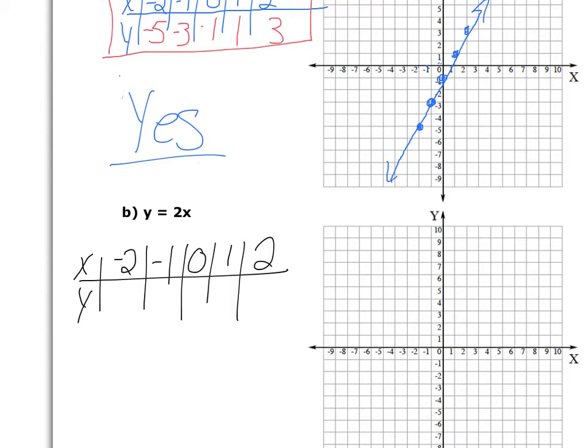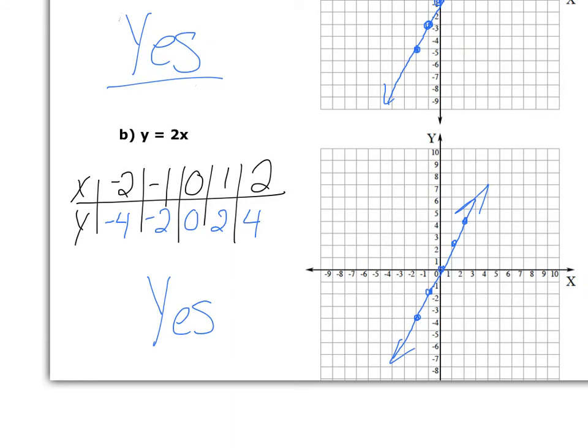Okay, after you have this table, then you can start your problem and plugging in all those values. So once you finish your problem, here's what your output values would be, and your graph is on the right there. You can see that it does still pass the vertical line test, so we put yes, it is a function. Other than that, you guys, this is pretty straightforward.